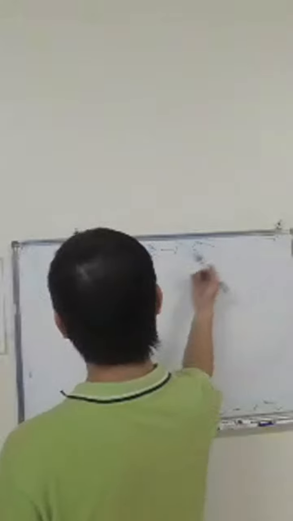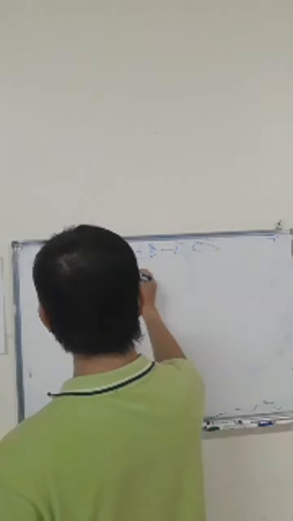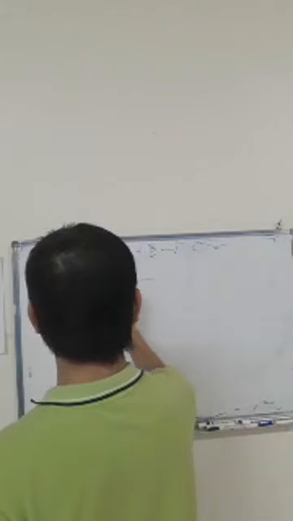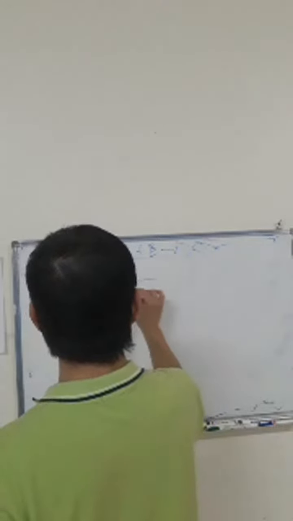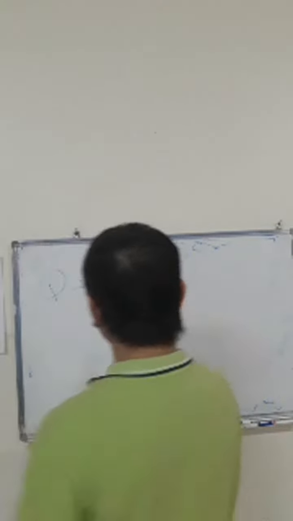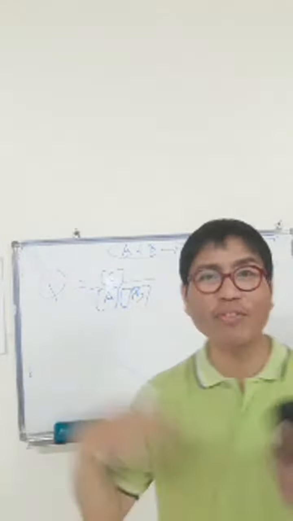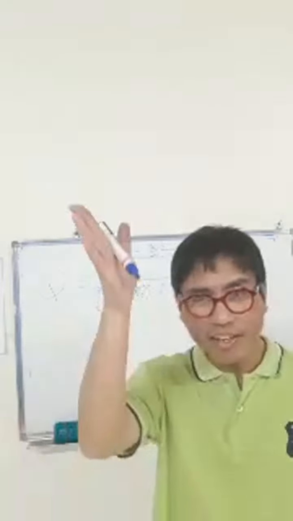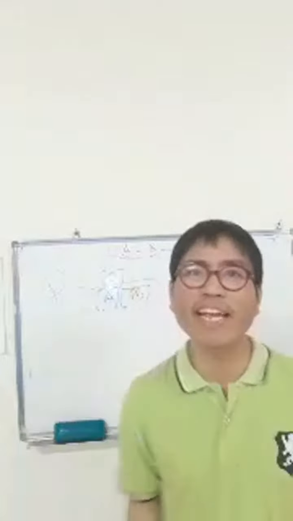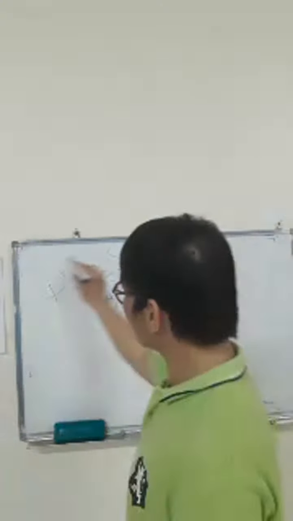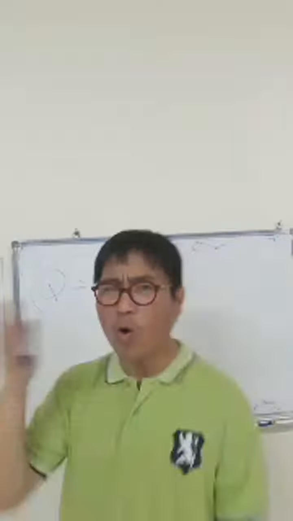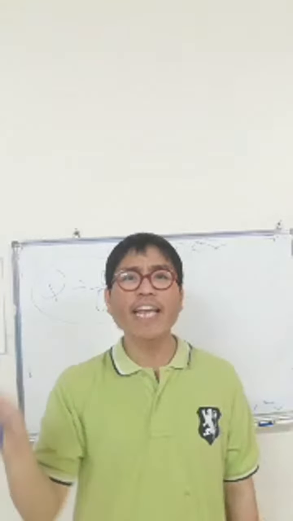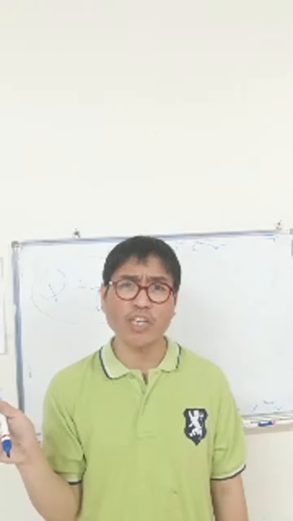Now, the reaction quotient will be the concentration of the product C over the concentration of A and B. Since there's no coefficient, none of them will be raised to a power. Just one. One means nothing. Okay, now this is the reaction quotient. What is the relationship of the reaction quotient to your equilibrium concentration expression Kc?